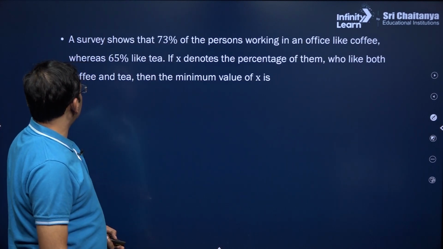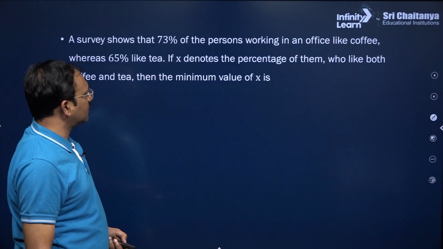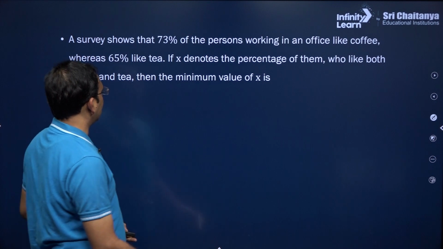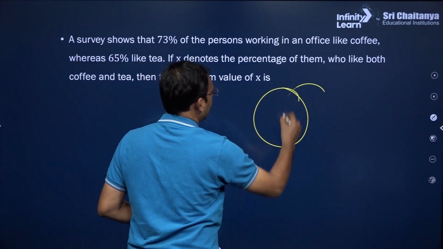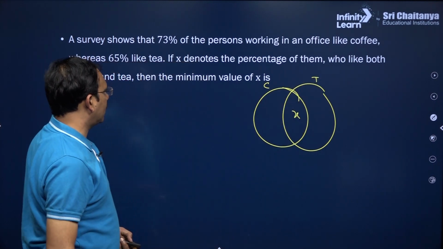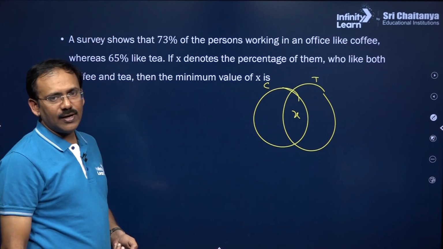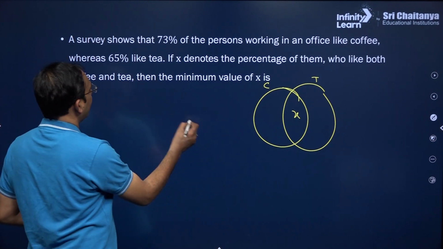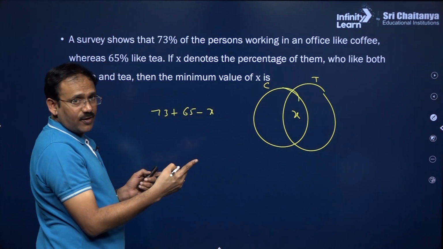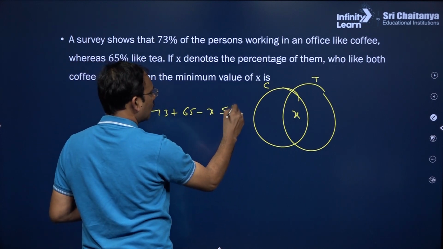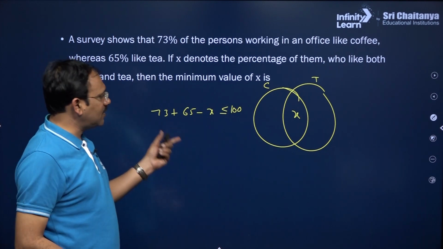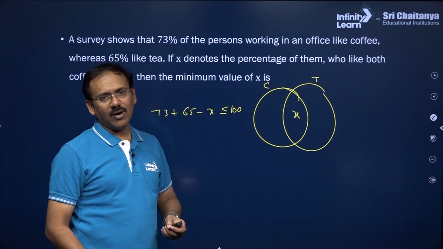Next, you see, a survey shows 73% of the persons working in an office like coffee, whereas 65% like tea, and X denotes the percentage of them who like both coffee and tea. Then the minimum value of X, suppose X percentage, you see n of C is 73 plus 65 minus X, this is P of A union B. This must be less than or equal to 100, friend, because we are talking in terms of percentage. Altogether it can be 100 or less than 100 also. If it is 98, 2% will be outside, right?